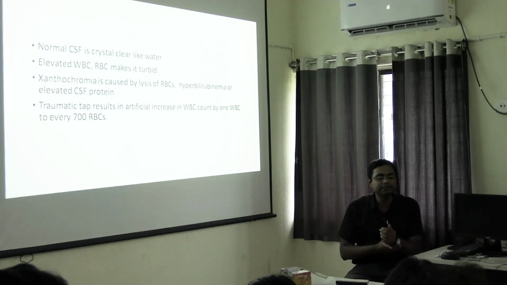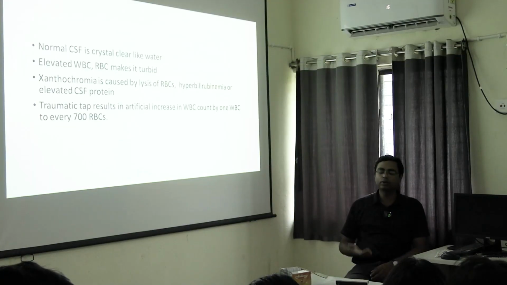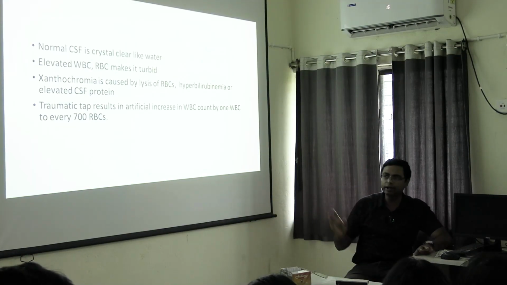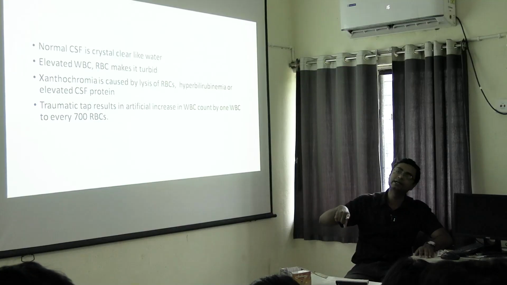Normal WBC RBC ratio কত থাকে? এটাই থাকে, 1:700 approximate. So you have to make the correction while interpreting the report.